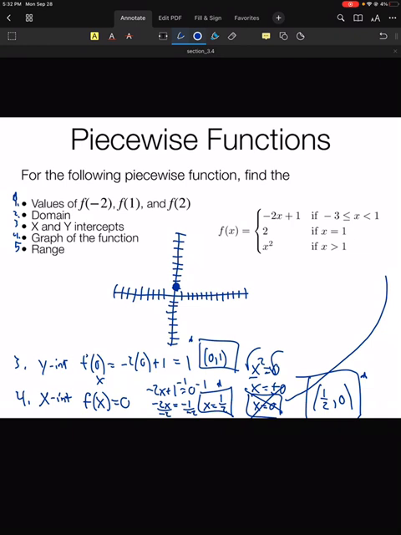So we know that's there. Maybe that's a little bit large of a circle. We also know that the x-intercept happens at (1/2, 0), which is here. Actually, let me zoom in on my x and y axes here.